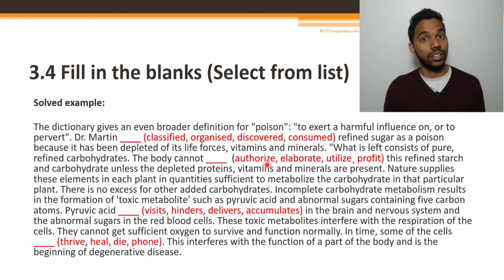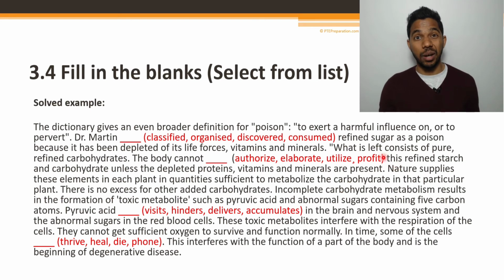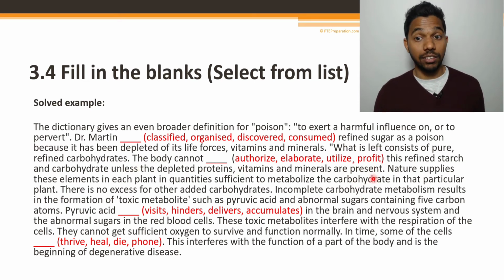Why would the body authorize something? Elaborate means to explain. Again, I wouldn't imagine that the body explains something. Utilize, it could be profit. Body cannot profit this refined. It does not make grammatical sense, so that straight away can be eliminated. So utilize is correct because utilize means to use, so the body cannot use this refined starch unless the depleted proteins, vitamins, and minerals are present. So that does make sense. So that's why I would say utilize is the correct option here.